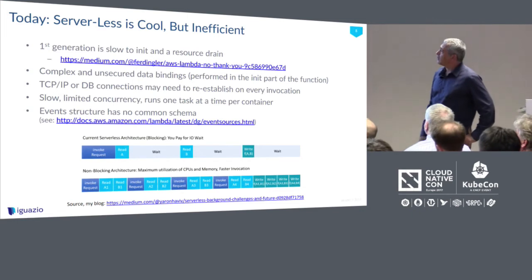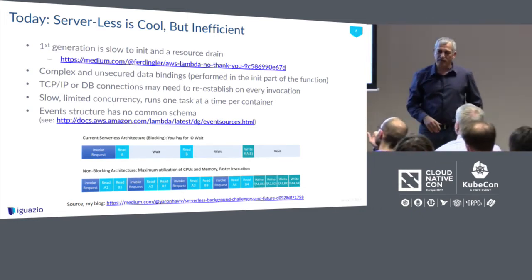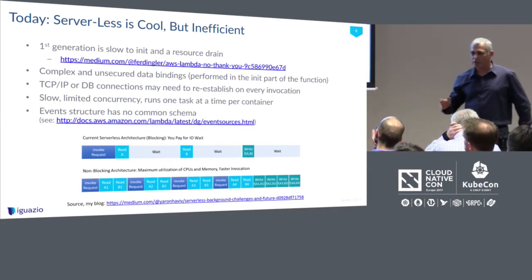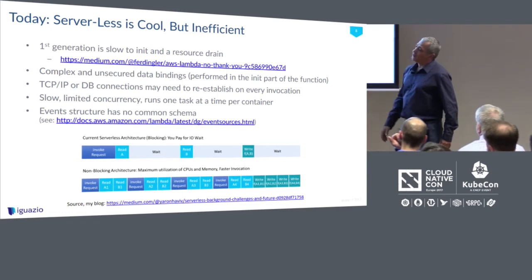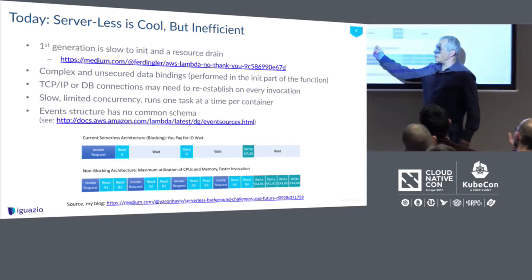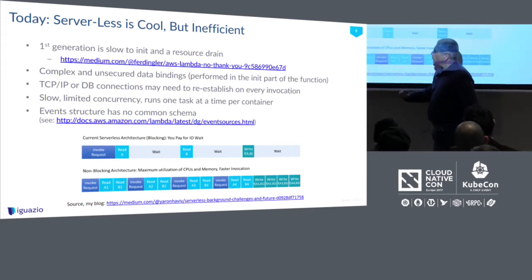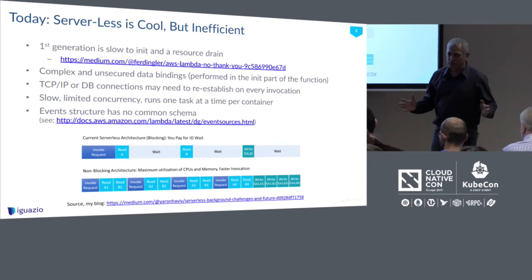First, the initialization time of a Lambda function based on that article is about half a second on average. Worst case could be a few seconds. Okay, this is pretty high, and also it's pretty much of a resource drain. One of the challenges with those Lambda functions is that they charge you for memory times the amount of time you run the function.